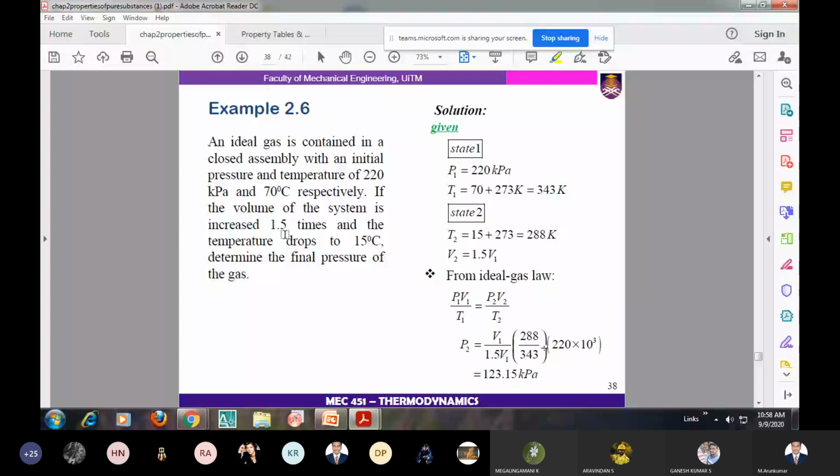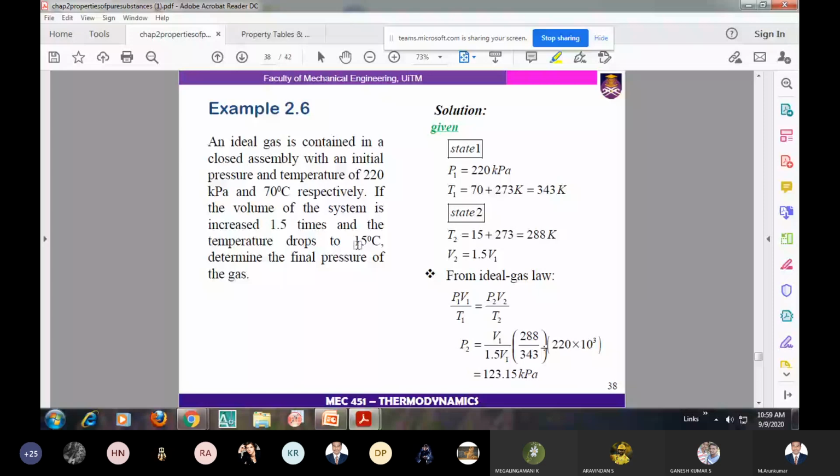The temperature drops to 15 degrees Celsius, that gives us the temperature T2. So what do we want to find? Determine the final pressure of the gas. So we want to find the P2.